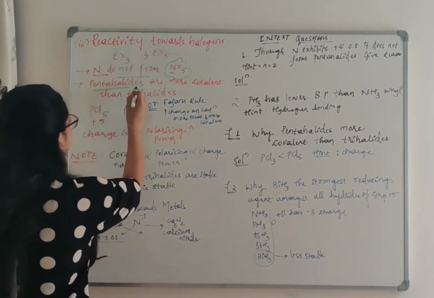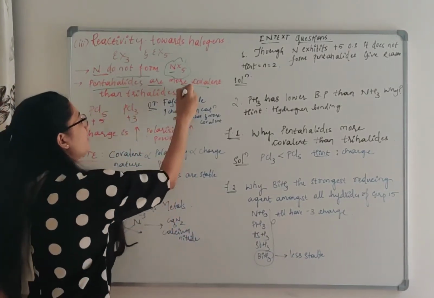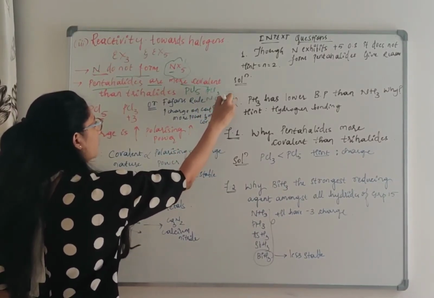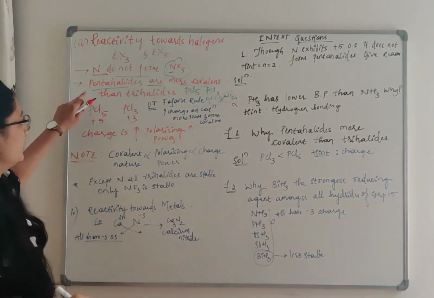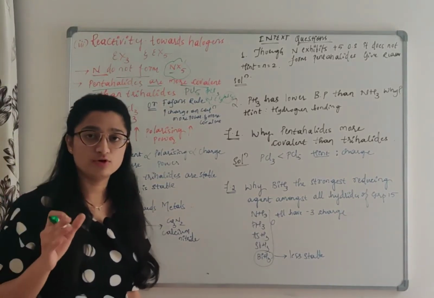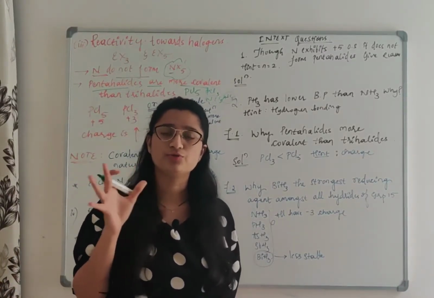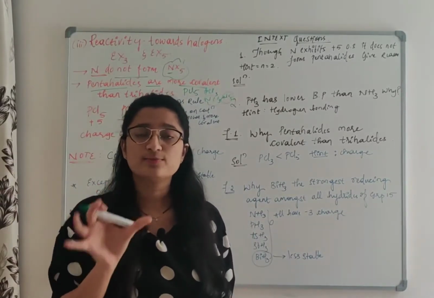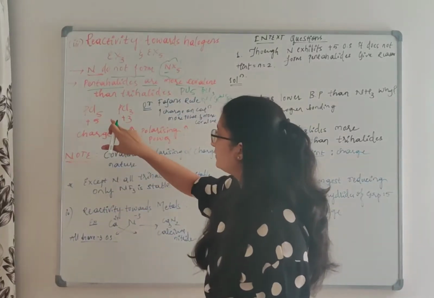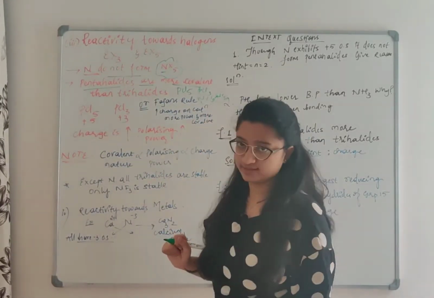Next, the pentahalides are more covalent compared to the trihalides. That means if you consider PCl5 or PCl3, NCl3 or NCl5, what is the meaning of this sentence? The pentahalides are more covalent than the trihalides. As you have already learnt how covalent bonding is formed, in order to form a covalent bond between these molecules, the bond is formed by sharing of electrons. The simplest way to remember this: I am saying that pentahalides are more covalent than trihalides, so I have considered PCl5 and PCl3 here.